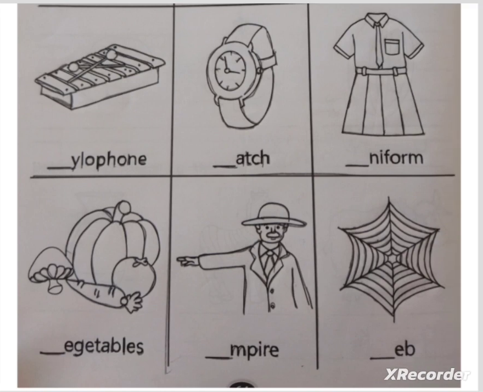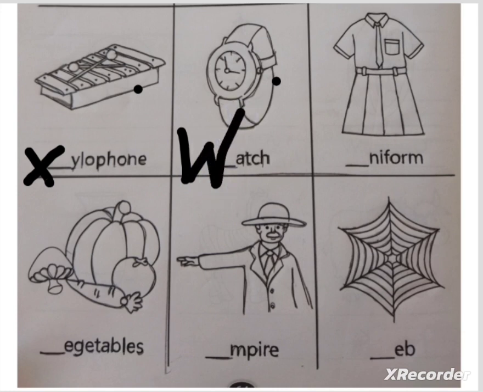Then next worksheet is also write down the first letter of the picture. Here, this is xylophone. What is this? This is xylophone. So what is the first letter of the picture? Xylophone. X. Okay. This is watch. W. Then uniform. What is this? This is uniform. So its first letter is U.